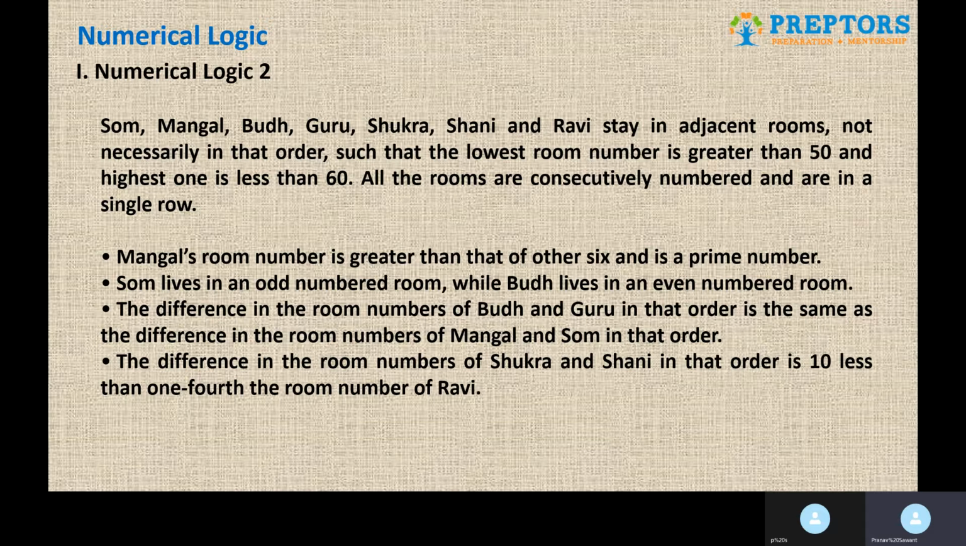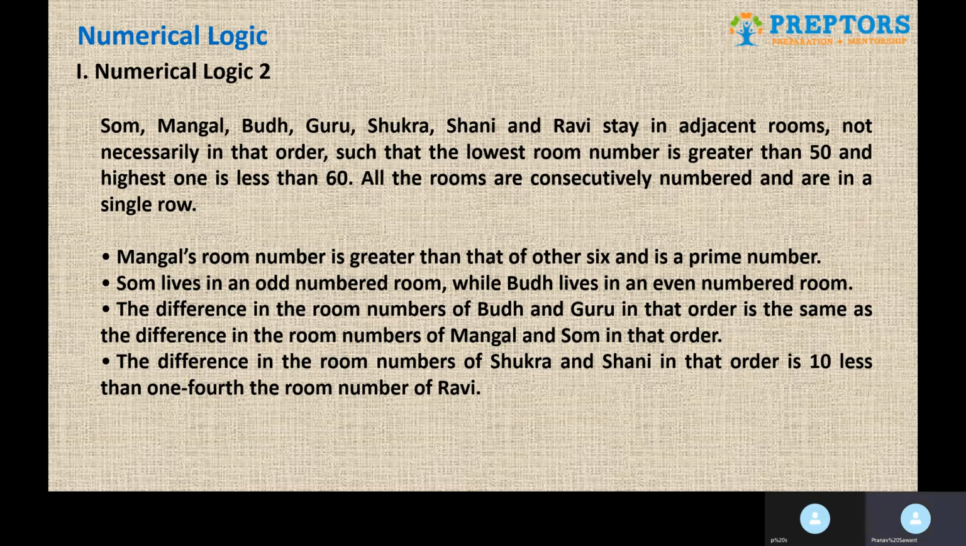The condition is Mangal's room number is greater than that of the other six and is a prime number. Depending on this condition, we have to figure out how many prime numbers there are in the range from 51 to 59. There are only two prime numbers: one is 53 and the other one is 59.